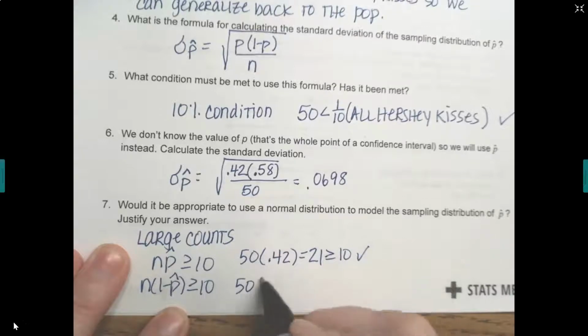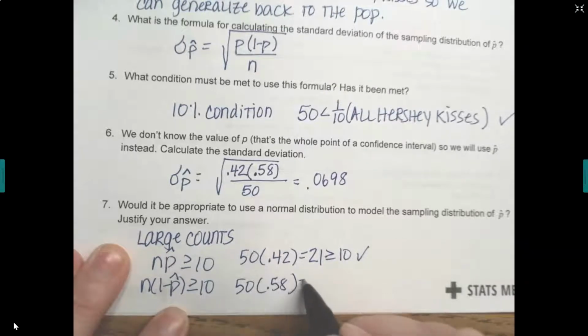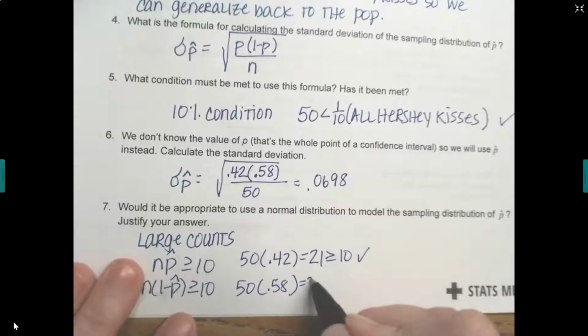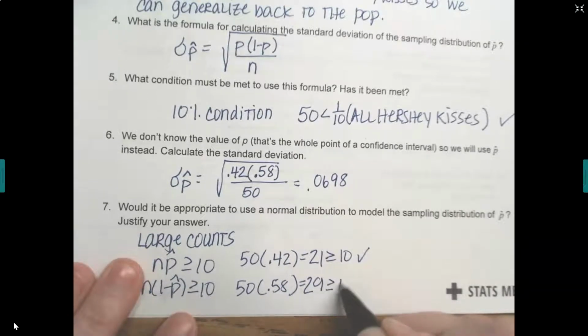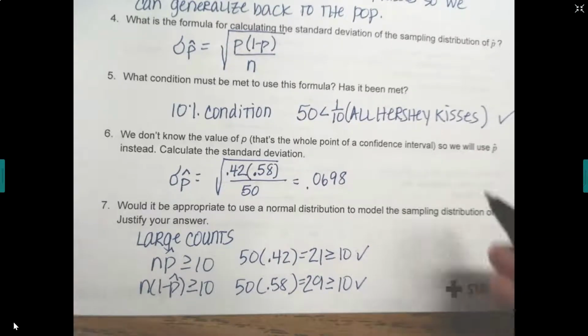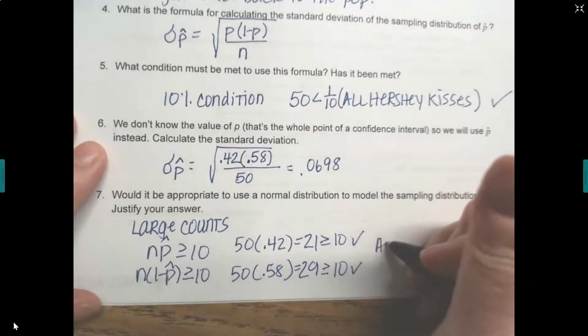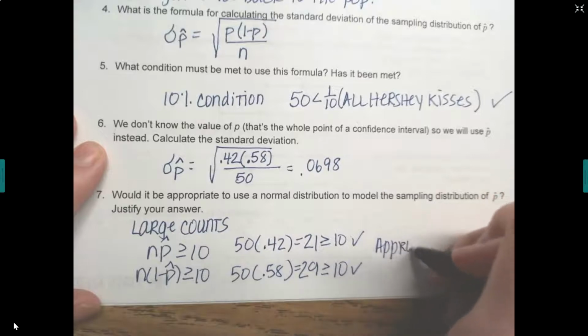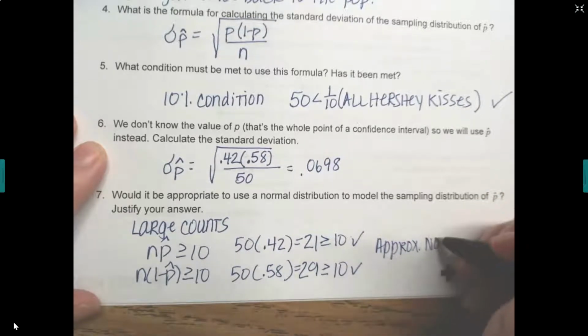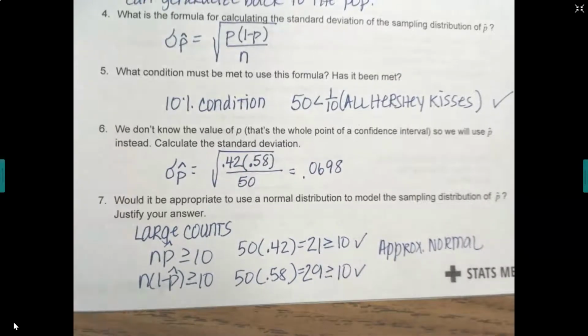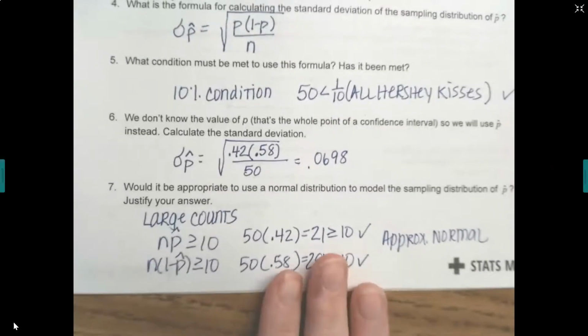Sample size 50 times 0.58, and I got a 29 there, which is also greater than or equal to 10. Because these are both greater than or equal to 10, that means the shape of the distribution is approximately normal. So we can use the normal calculations to determine some probabilities. All right, so we did a bunch of stuff here, and it's really a lot of stuff that we've been doing along the way, but let's take a look.